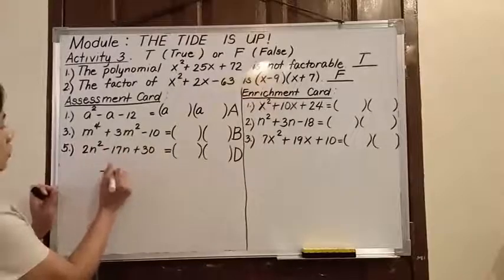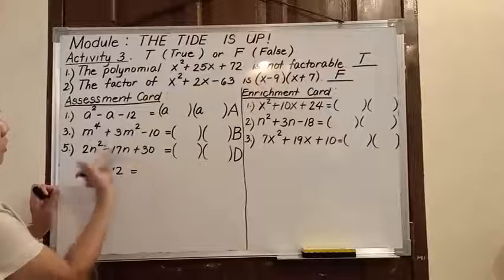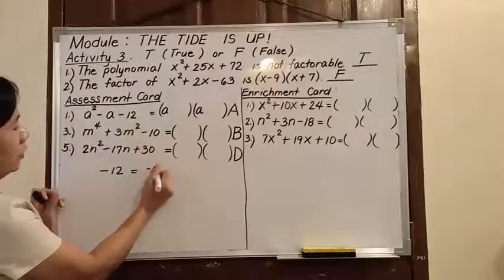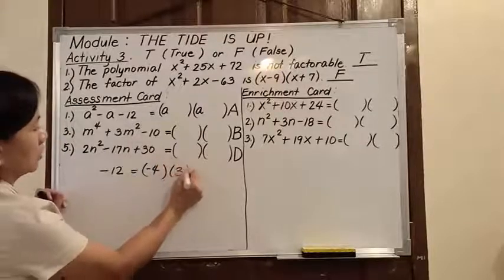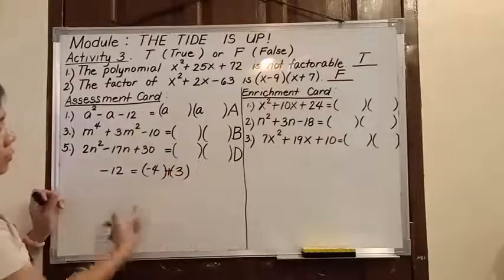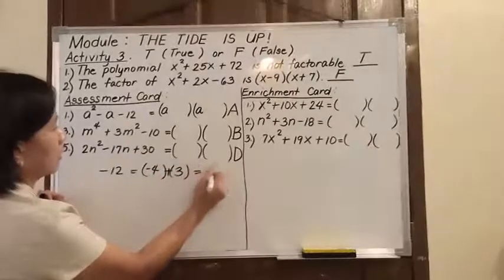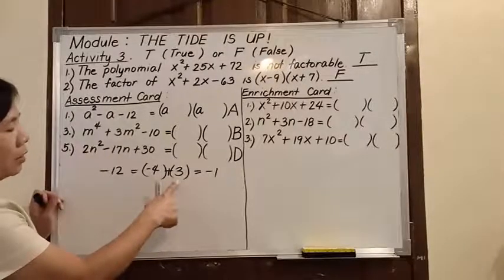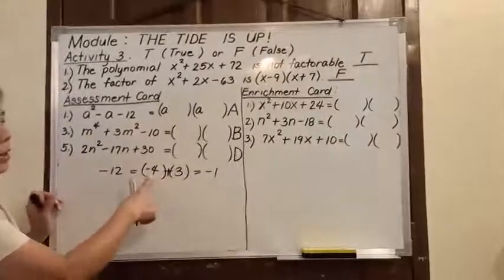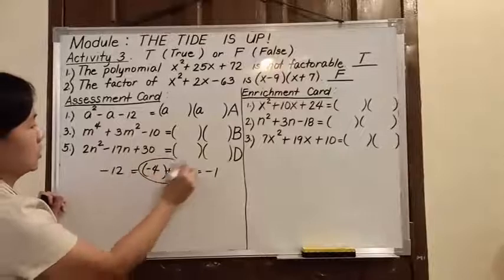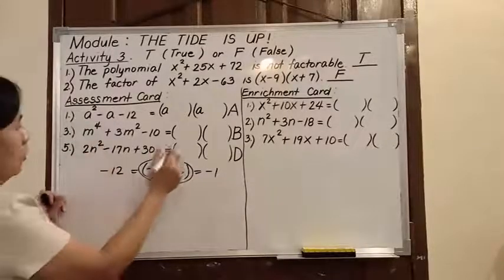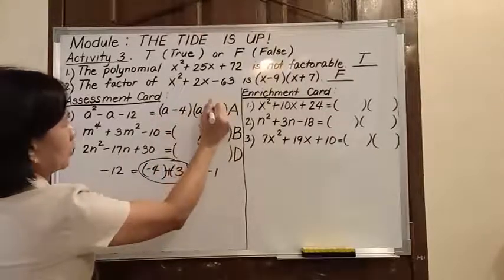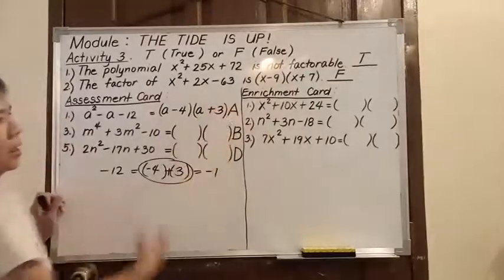For negative 12, factors of negative 12 whose sum is negative 1, we have negative 4 and positive 3. Why? Because adding these two factors, negative 4 plus positive 3, you will get negative 1. Adding numbers with different signs, subtract. 4 minus 3 is 1. Then get the sign with bigger number. That's negative 1. So these are the right factors in number 1. So we have now a minus 4 and a plus 3. And that is letter A.